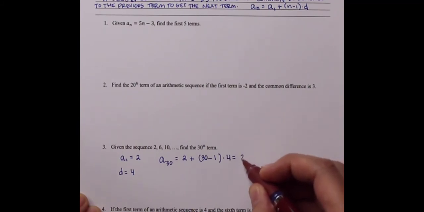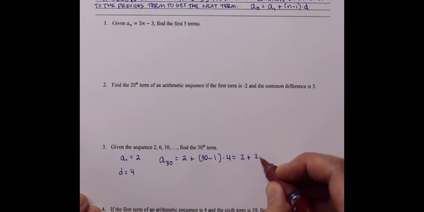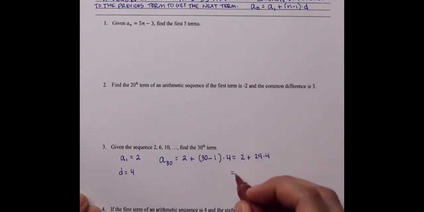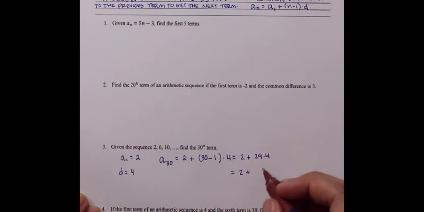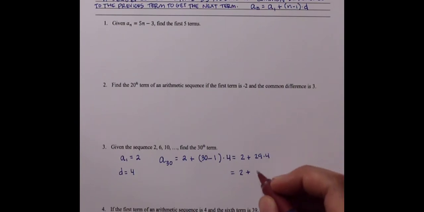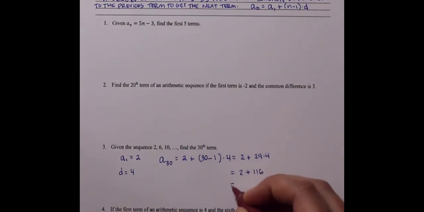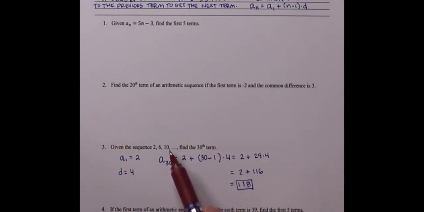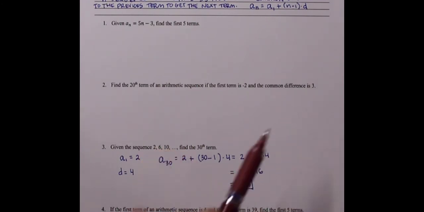And so if we simplify this, we get 2 plus 29 times 4. And remember your order of operations, you multiply before you add. So this is going to be 2 plus 29 times 4, and I don't have this one memorized. So this is 2 plus 29 times 4, that happens to be 116. So this term is 118. So if we wrote out all the terms of this sequence up until 30, and we just kept adding 4, so the next would be 14, then the next would be 18, and then 22, and so on. We would eventually get to 118 when we were on the 30th position for our terms.